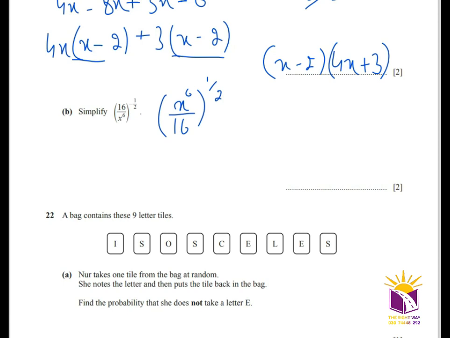Now it will become x to the power 6 multiplied by 1 by 2, divided by 16, which is 4 to the power 2 multiplied by 1 by 2. So the answer will be x to the power 3, since 6 times 1 by 2 is 3, and the 2s cancel, divided by 4. So the answer will be x cubed divided by 4.